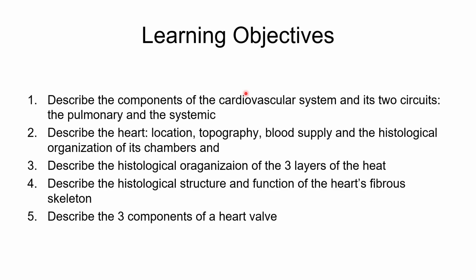So the objectives that we should be targeting in this lecture are to describe the components of the cardiovascular system and its two circuits, the pulmonary and the systemic. We will do a little review. Then describe the heart, its location, topography, and blood supply. Again, that repeats something you were exposed to in the gross anatomy lab, and the histological organization of its chambers. Of course, the histology part would be something new to add. Describe also the histological organizations of the three layers of the heart.